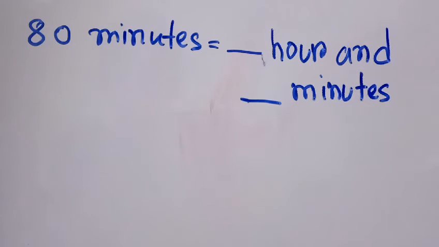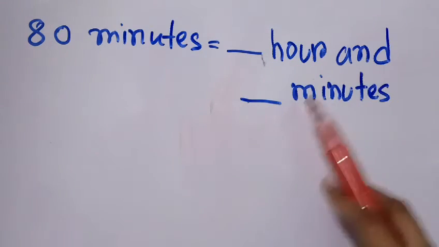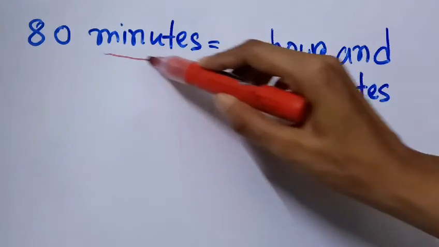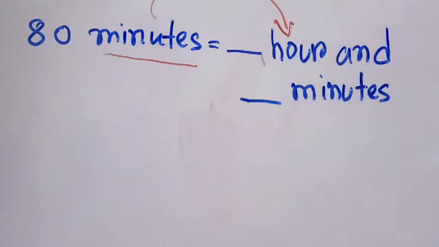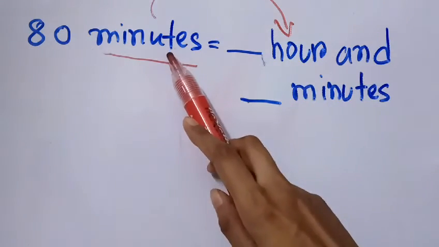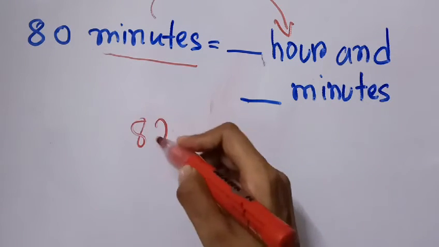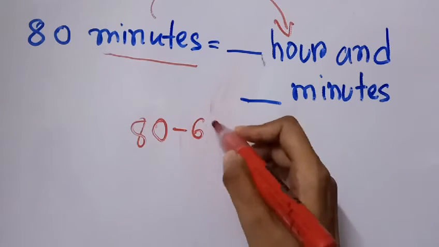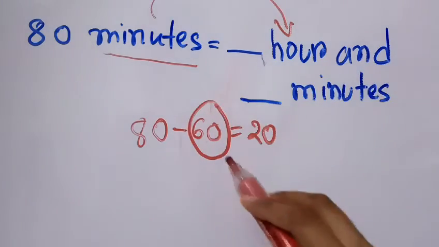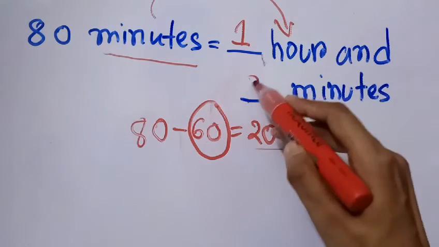Another fill in the blanks question is 80 minutes is equal to how many hours and how many minutes. From here we have to make minutes into hours. We know the relation between minutes and hour is 1 hour is equal to 60 minutes. So I am subtracting 80 minus 60 is left 20. Here this 60 is 1 hour, so I am writing here 1 hour, and left is 20 minutes, so I am writing 20 here.